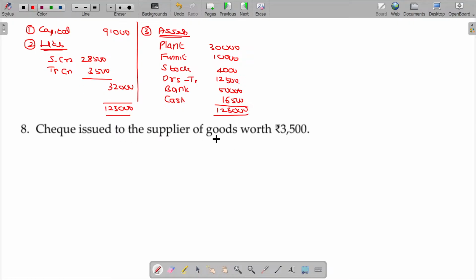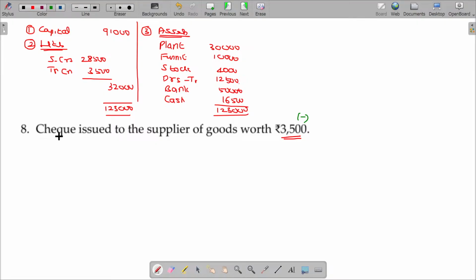Check issued to the supplier of goods worth rupees 3,500. Supplier of goods is trade creditors. Who supplied us? The creditors. For him, I have to pay 3,500. I am paying that now. I purchased goods for 3,500 without paying. Now I am calling him, sir, take the money, finish up the dues.